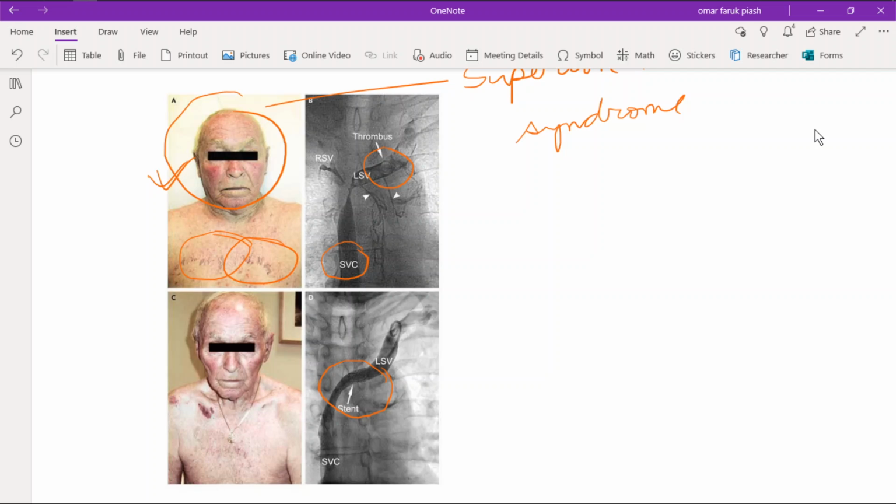As the blood from the head region is not draining via the superior vena cava, there is possibility of developing intracranial pressure, and there is increased risk of aneurysm or rupture of the intracranial arteries. That's why superior vena cava syndrome you have to diagnose and tackle cautiously, because it's a medical emergency.